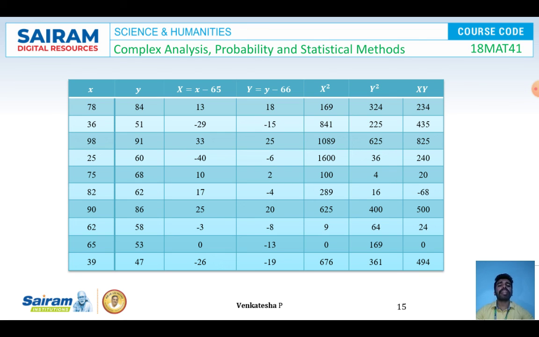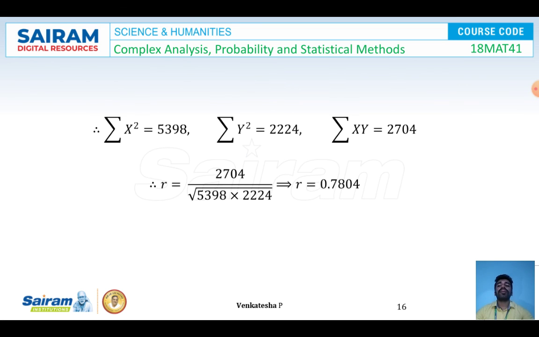So now multiplying X with Y to get the value of XY. So we got 234, 435, 825, 240, 20, minus 60, 500, 24, 0, 494. So now we can calculate summation x square, summation y square and summation xy. It is given by summation x square is 5398, summation y square is 2224 and summation xy is 2704.